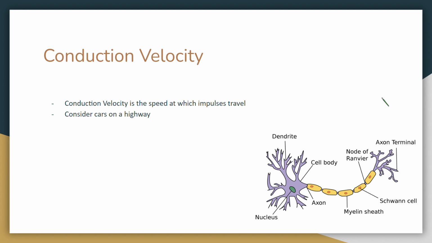Imagine it like cars on a highway. The more efficient the road is, the faster traffic moves, the faster each individual car will be moving. And that's typically a good thing for the road as a whole, because slow impulses lead to traffic.